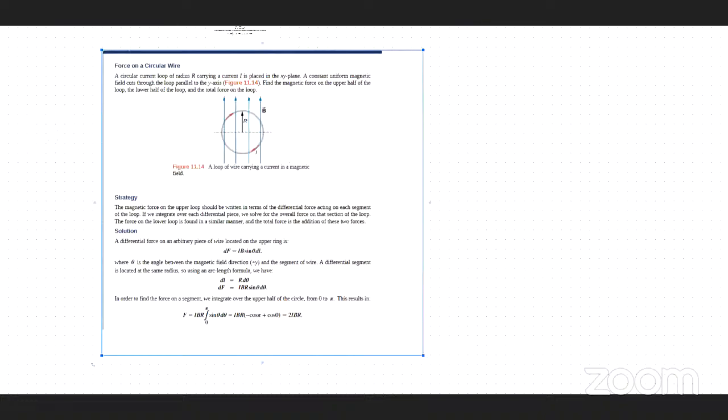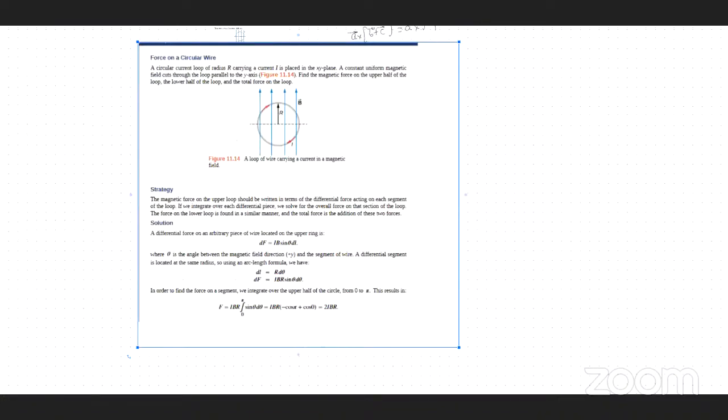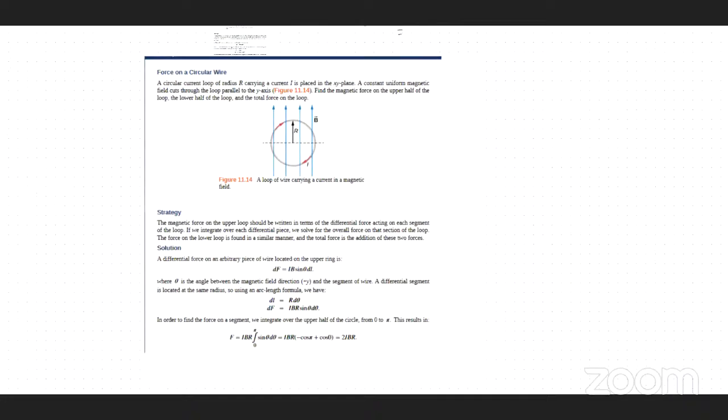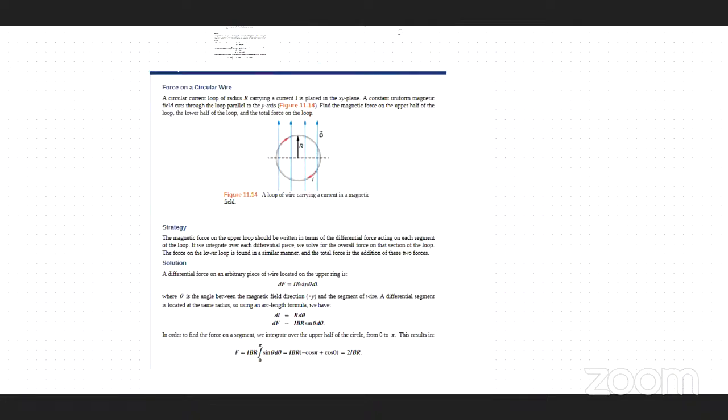Okay, so this is the force on a circular wire. If you notice this, this is a circular wire of loop radius and current, and this is I. It's in the XY plane. So maybe it is lying something like this. Let me start another page. Let me go to the second page.